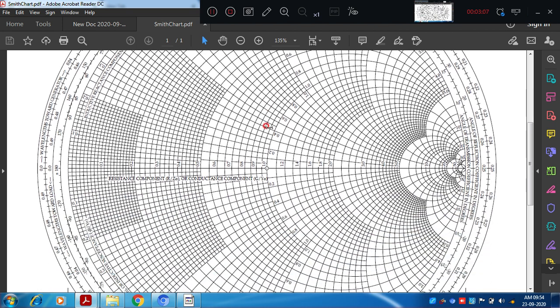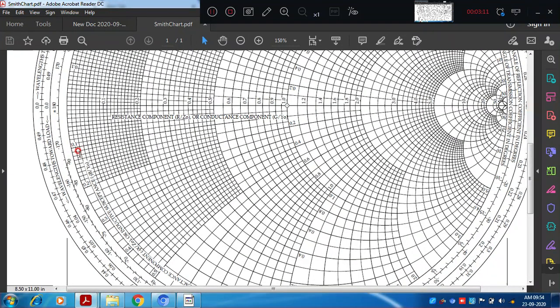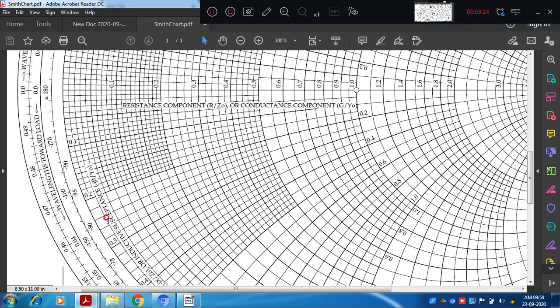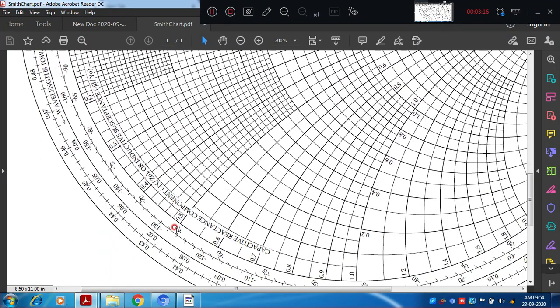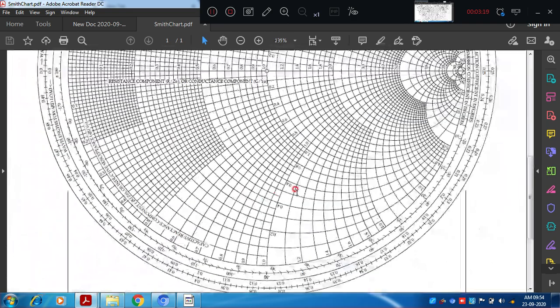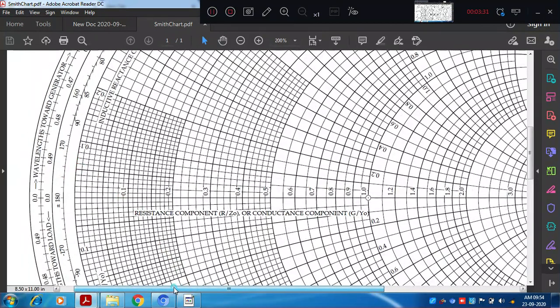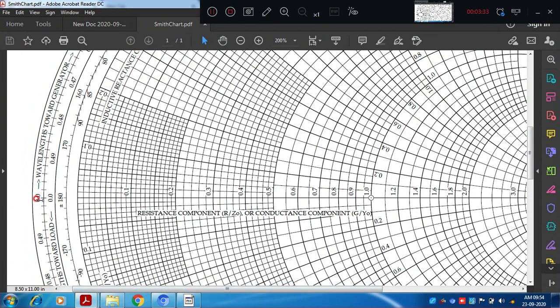Again we have the arc values here. You can observe 0.1, 0.2, 0.3, 0.4, 0.5 in the lower half of the Smith chart as well. Those should be taken as negative. This end is the open circuit end, and this end is the short circuit end, right?